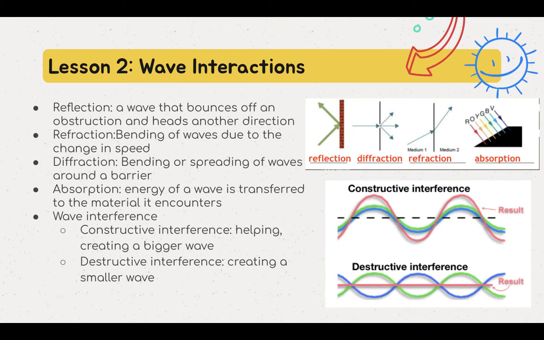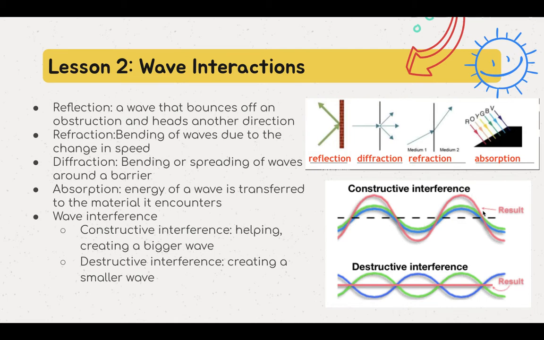Okay, and then there's other wave interference. So that's when a wave interacts with another wave. There's constructive interference and there's destructive interference. Constructive just means helping. So it's just helping to create a bigger wave. So in this picture right here, you see the two waves are the green and the blue ones. And then as a result, it creates an even bigger wave.